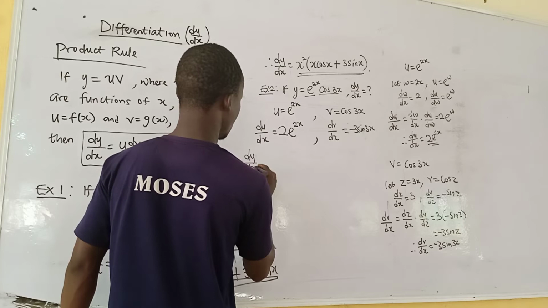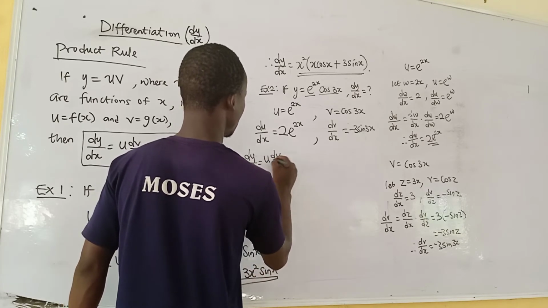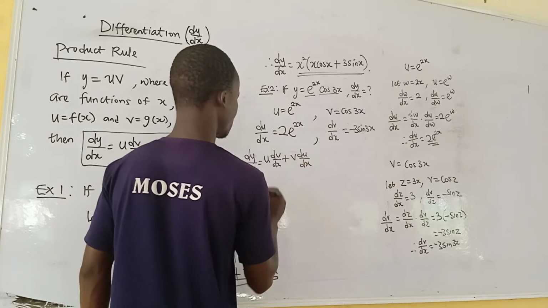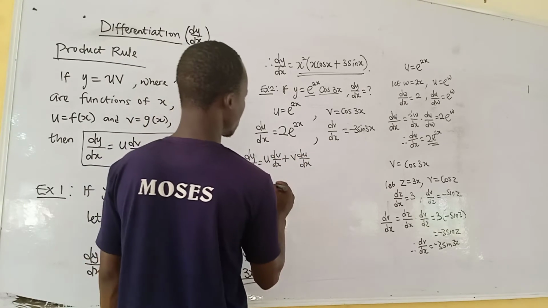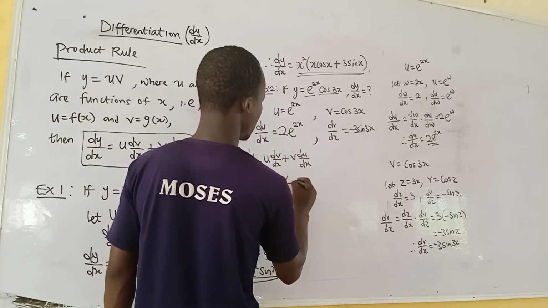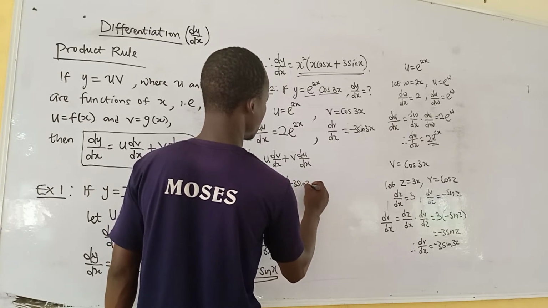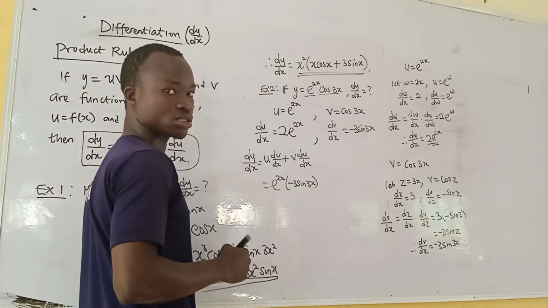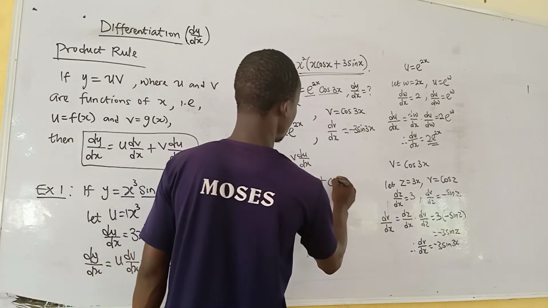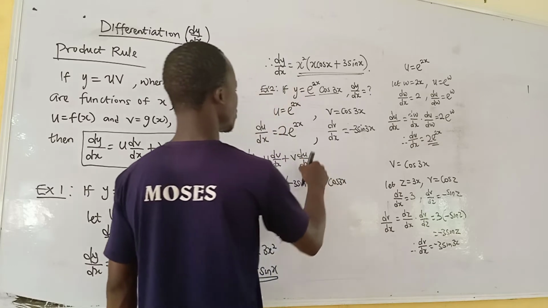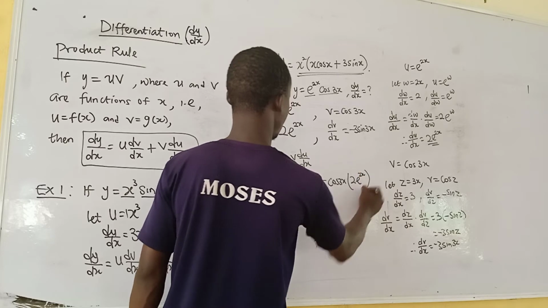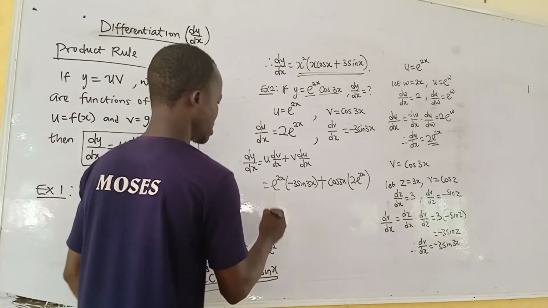So we now use the formula for product rule, which says that dy/dx equals u dv/dx plus v du/dx. What is our u? Our u is exponential 2x. dv/dx, which is this, is what? Minus 3 sine 3x. Always work with brackets, like I told you, plus v. What is our v? Our v is cos 3x. And what is du/dx? The du/dx is what? 2 exponential 2x.